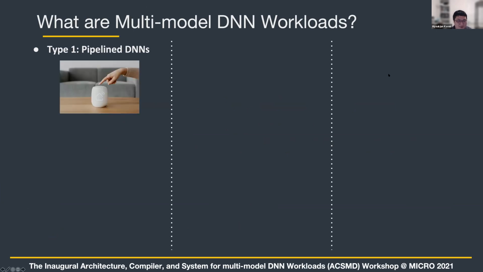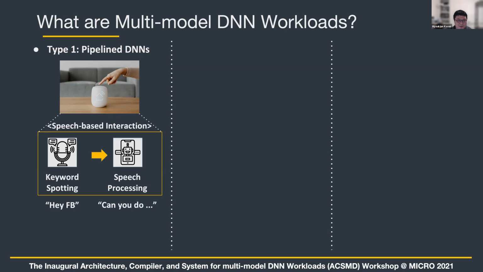Let's think of the smart speaker we use. The smart speaker usually provides speech-based interaction, and it is often triggered by some keywords such as "Hey Facebook." Then the speaker activates the speech processing model, which processes the commands you give to the speaker. We can use different DNN models for the first job, which is keyword spotting, and a different DNN model for speech processing. So for these pipeline DNNs, they perform back-to-back execution, and they have dependencies between those DNN models.